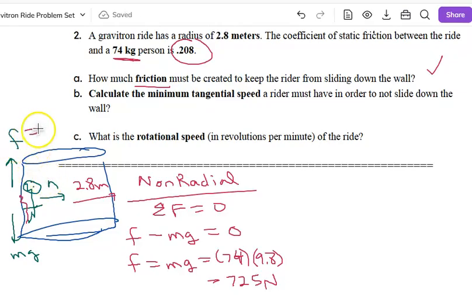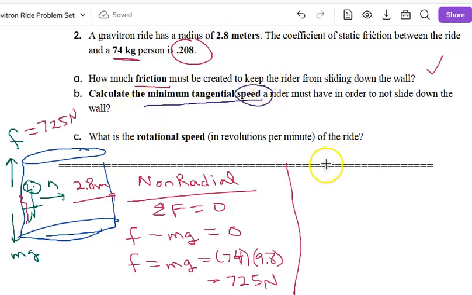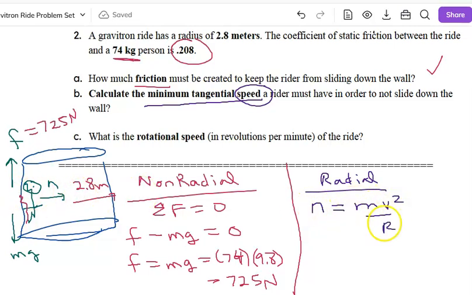Okay, so we need 725 newtons of force for the person to not slide. Calculate the minimal tangential speed. Okay, so speed comes into the radial column, because in minus out, in this case, normal is the only inward force, equals mv squared over r, and that's your speed. That's where that's going to come in.